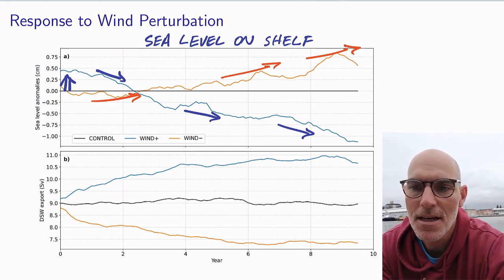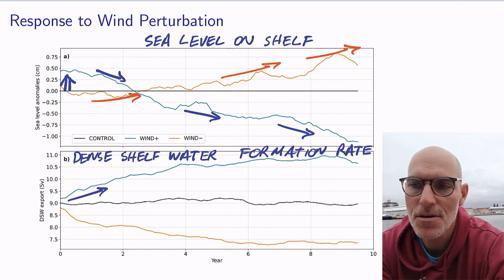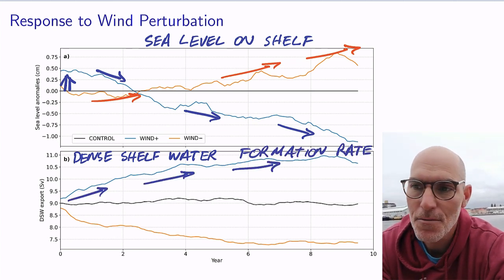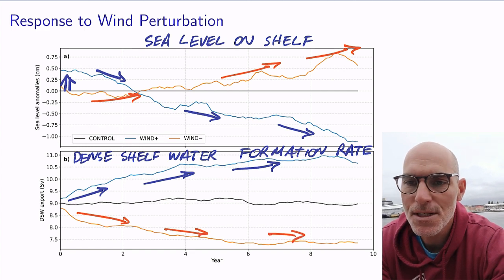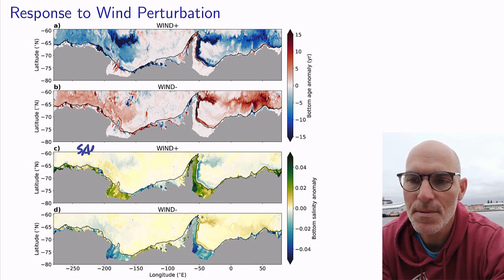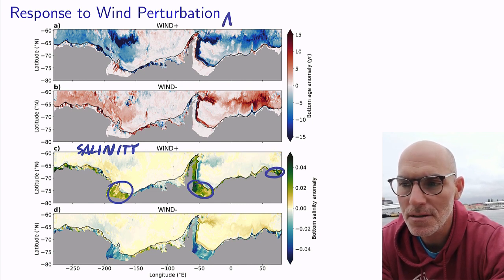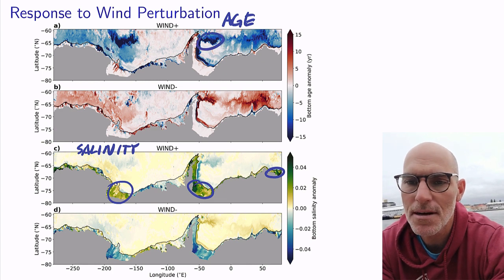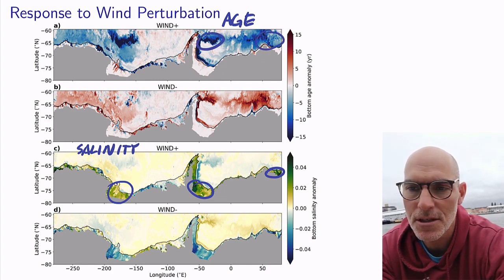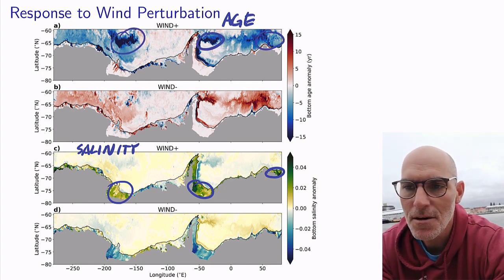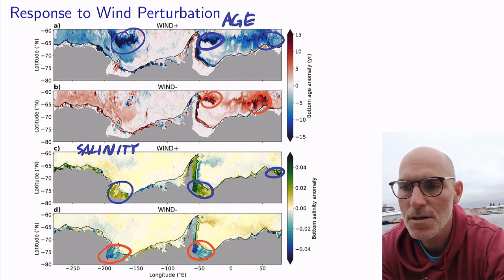The second key result is that the rate of formation of dense water on the shelf monotonically increases with stronger winds and decreases with weaker winds. Associated with this enhanced dense shelf water formation is increased salinity on the Antarctic shelf. While offshore, the water at the bottom becomes younger, more ventilated, because of the greater export of dense shelf water from the continental shelf. Conversely, when wind decreases, the shelf becomes fresh, while offshore waters become older.